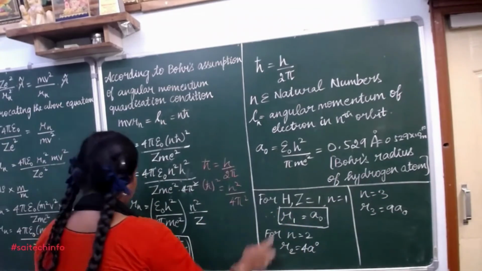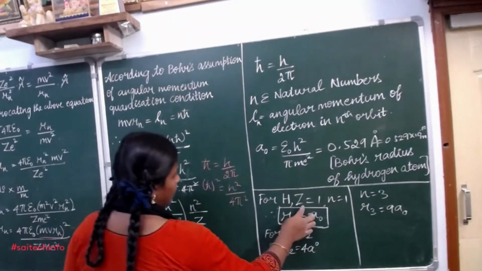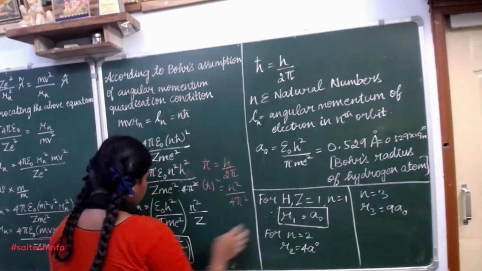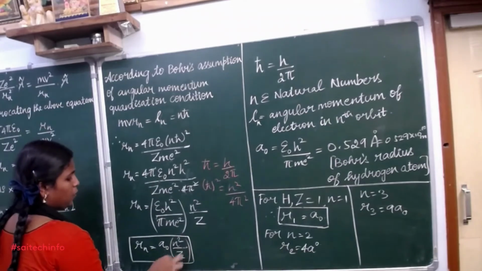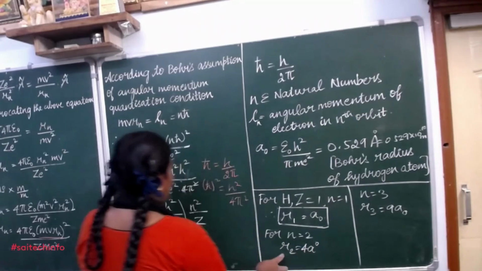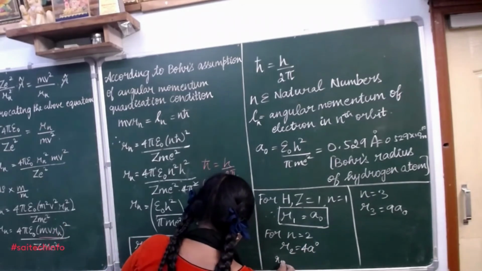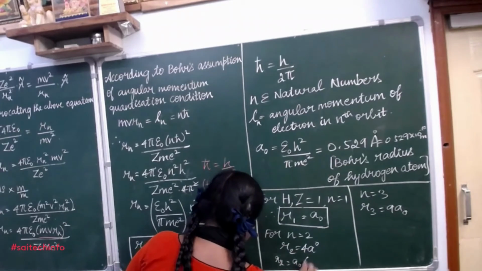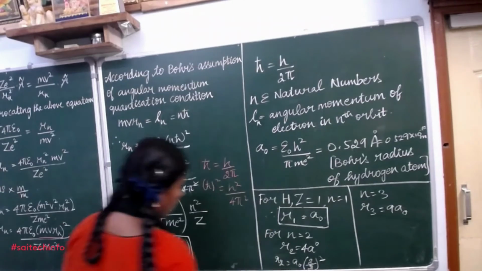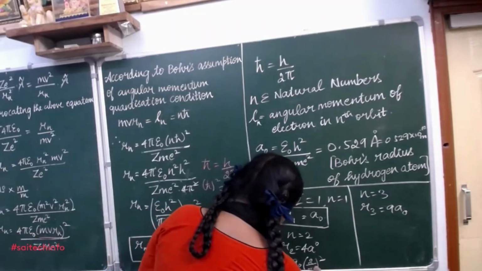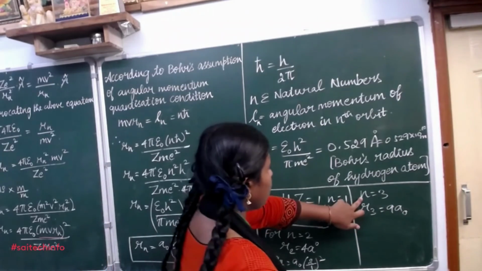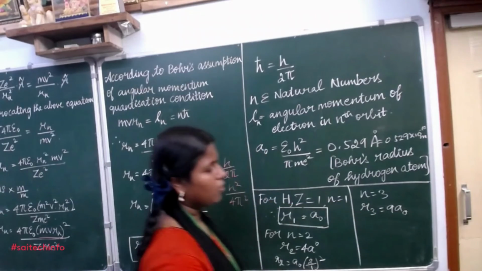Now we substitute Z equal to 1 and n equal to 1. So R1 is equal to a naught, because 1 square is 1 and Z is 1, so 1 by 1 is 1. For n equal to 2, R2 is equal to a naught into 2 square by 1, which is 4 a naught. When we substitute n equal to 3, we get R3 equal to 9 a naught. That's all.